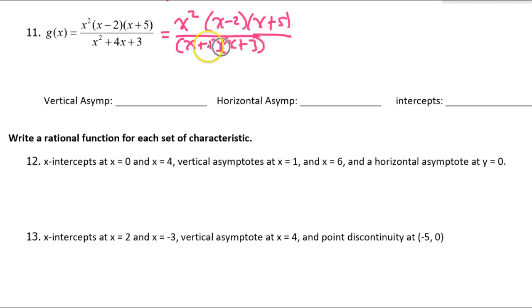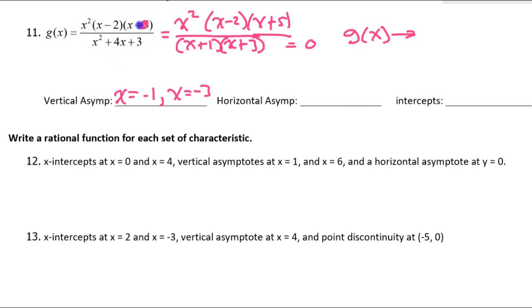Okay, so the vertical asymptotes are going to come by setting the denominator equal to 0. So that's going to be x equals negative 1 and x equals negative 3. The horizontal asymptote comes from the end behavior. So what happens to g of x as x approaches infinity?